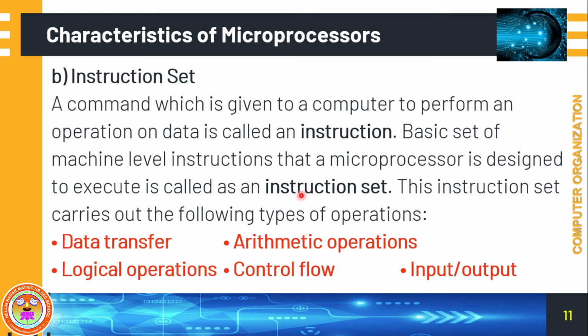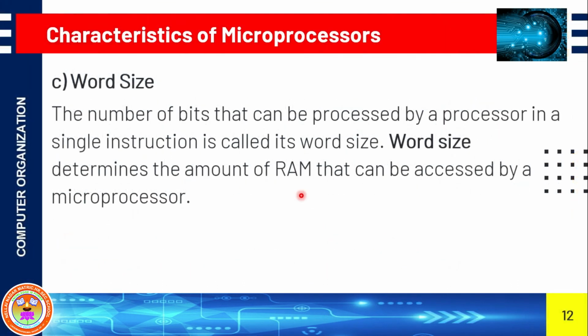This instruction set carries out the following types of operations. Number one, data transfer. Number two, arithmetic operations. Number three, logical operations. Number four, control flow. And number five, input and output process. These are the five different types of operations done by the instruction set. Is it okay for you? Yes. Then number three, word size.